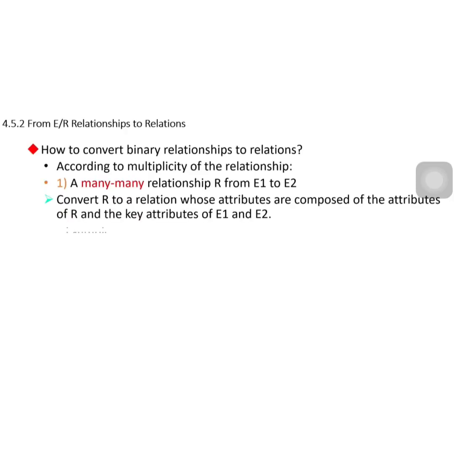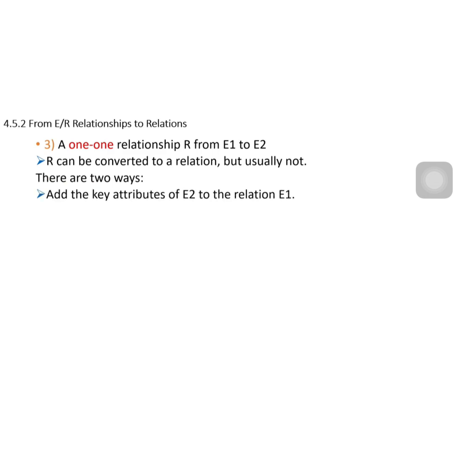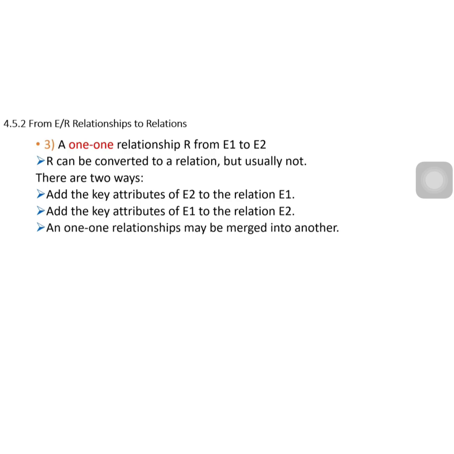One-one relationship. A one-one relationship can be converted to a relation, but usually not. And there are two ways. Add the key attributes of E2 to the relation E1, or add the key attributes of E1 to the relation E2. Okay, you can choose any of them.